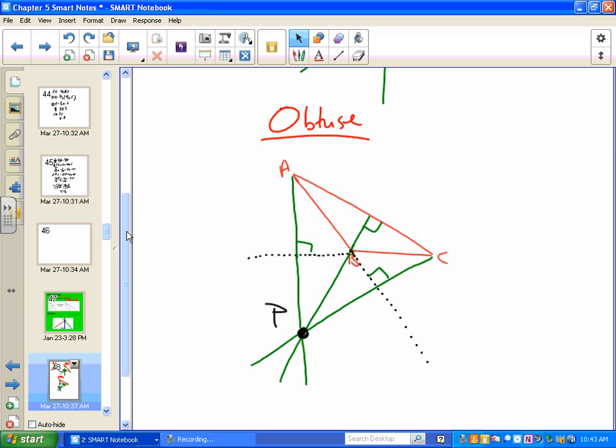When you look at it in terms of its location, the orthocenter is very similar to what other point? What point is the orthocenter just like? Edmund. The circumcenter, because the circumcenter sits inside the acute, on the hypotenuse of the right triangle, and then it sits outside the obtuse triangle.